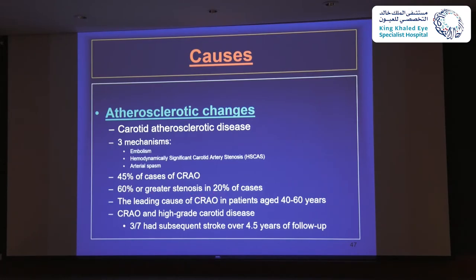So in the patients who have central retinal artery occlusion because of carotid atherosclerotic changes, 60% of them have obstruction or partial obstruction of the carotid artery. So put these figures in your mind when you are dealing with this patient. Central retinal artery occlusion and high-grade carotid disease were found in three of seven, with subsequent stroke over 45. So this is an important index to expect and predict how this patient is at danger.